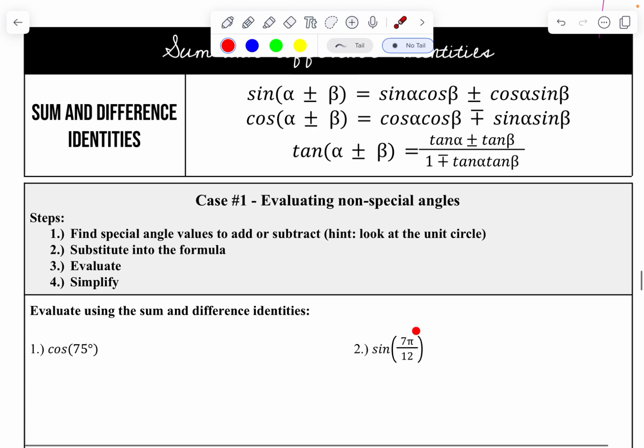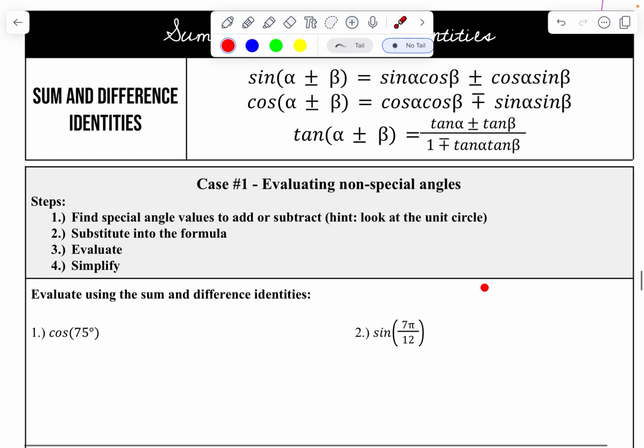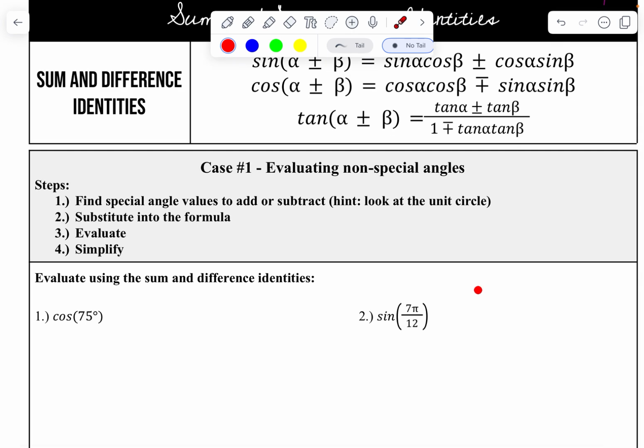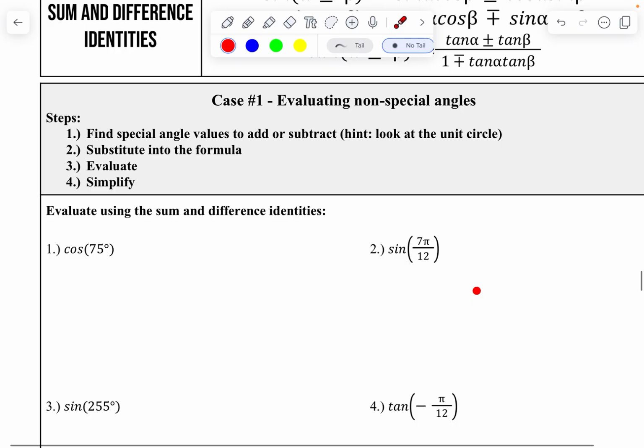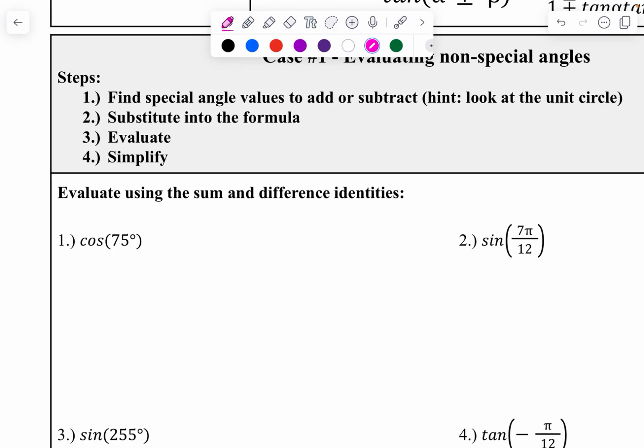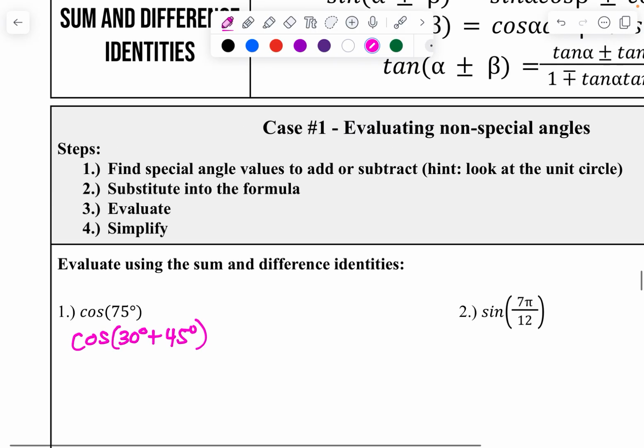Case number 1, we are evaluating non-special angles. The first step is to find special angle values that add or subtract. So hint, look at the unit circle, and then substitute into the formula, evaluate, and simplify. So with the cosine of 75 degrees, right away I saw that that would be 30 degrees plus 45 degrees, because 30 plus 45 is 75 degrees. And we know both of those are angles in our special right triangles.